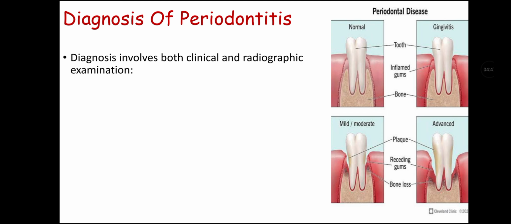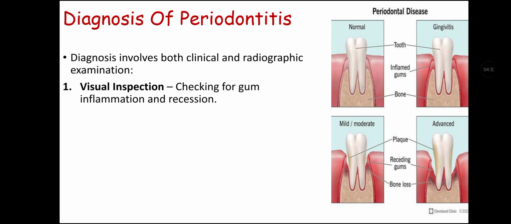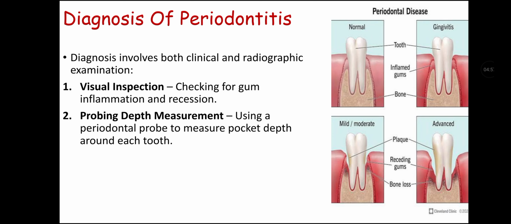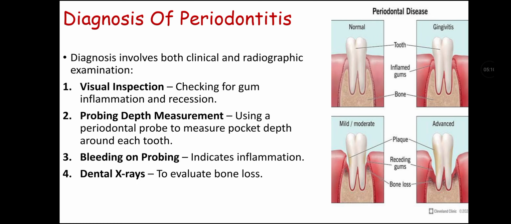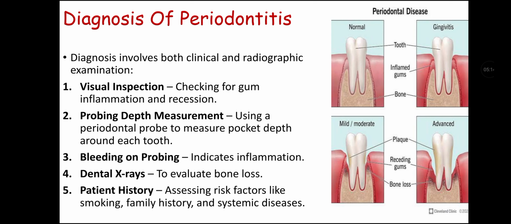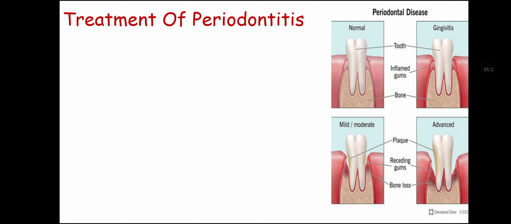Diagnosis of periodontitis. Diagnosis involves both clinical and radiographic examination. First we do is visual inspection, that is checking for gum inflammation and recession. Second we can do is probing depth measurement. That is using a periodontal probe to measure pocket depth around each tooth. Third we can do is bleeding on probing. That indicates inflammation. Fourth we can do is dental x-rays to evaluate bone loss. And fifth we can do is patient history, that is assessing risk factors like smoking, family history and systemic diseases.